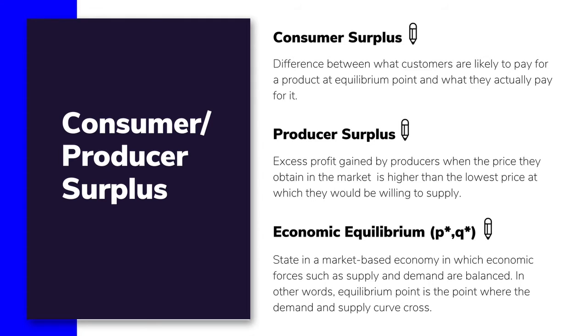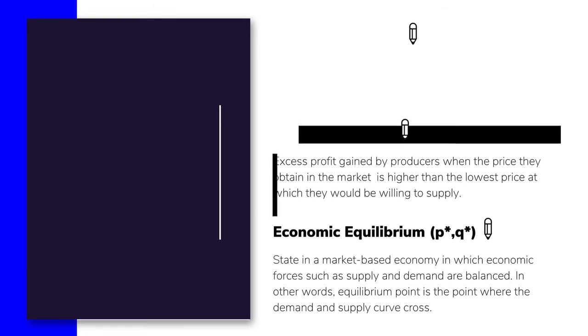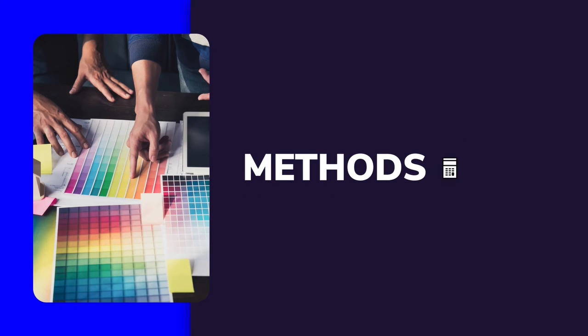To find consumer surplus and producer surplus, we need to confirm the economic equilibrium point first. Economic equilibrium is a state in a market-based economy in which economic forces such as supply and demand are balanced. In other words, the equilibrium point is the point where the demand and supply curves cross. Now I will talk about the method that we use to investigate the application of integration in economics.